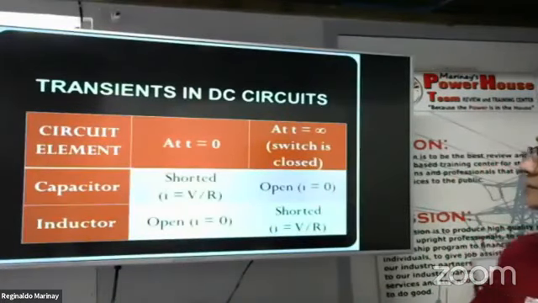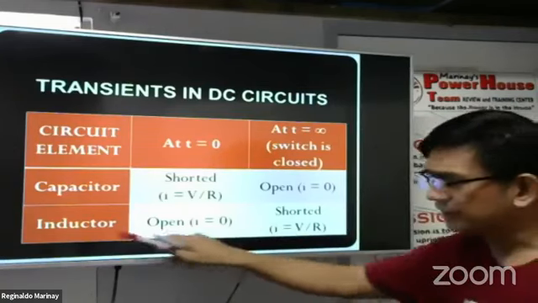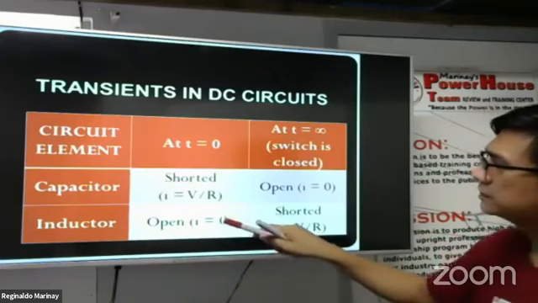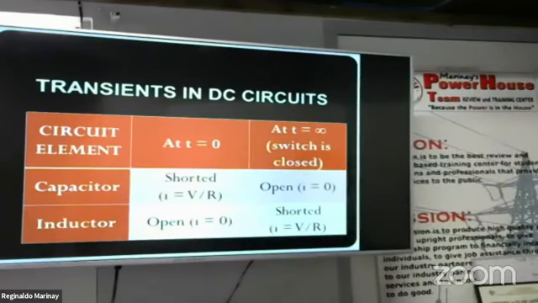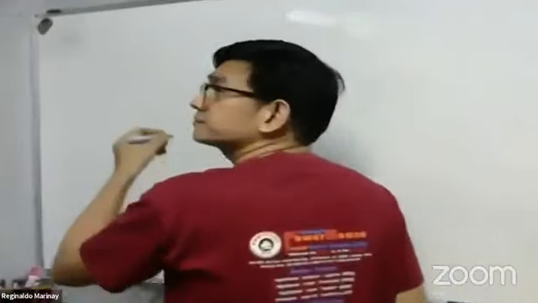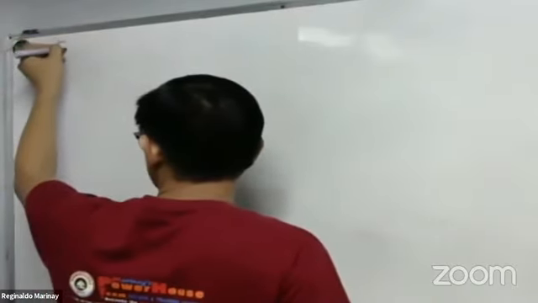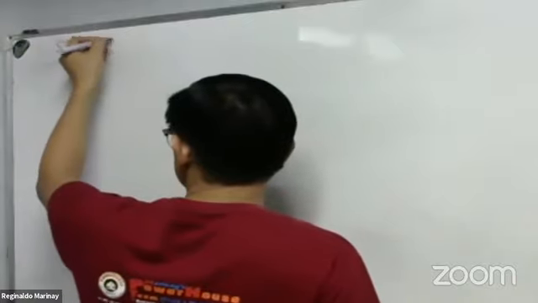This is the transient behavior of the inductor and capacitor. I want to go first with the inductor. Let us have this on the board. Let's go with series RL.